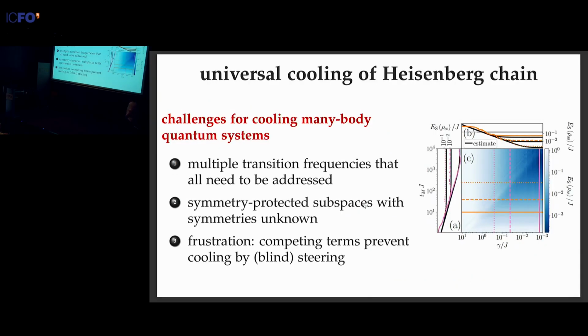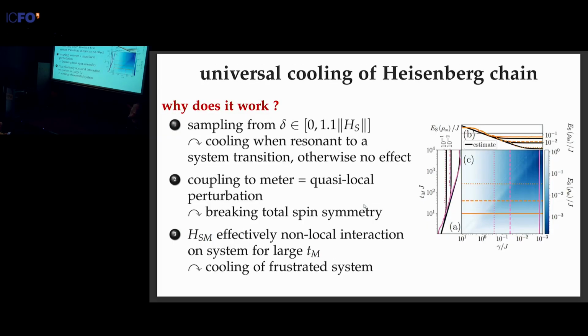So let me remind you, I made very strongly these 3 points. What are the challenges in cooling many-body systems? And how are we addressing these challenges? Well, number one, we are not picking a single frequency, right? We randomly choose these splittings from a box, for example, and to this end, we should have maybe an estimate of the overall spectral radius, the energy scale of the system. Even this is not crucial, I'll come back to it.